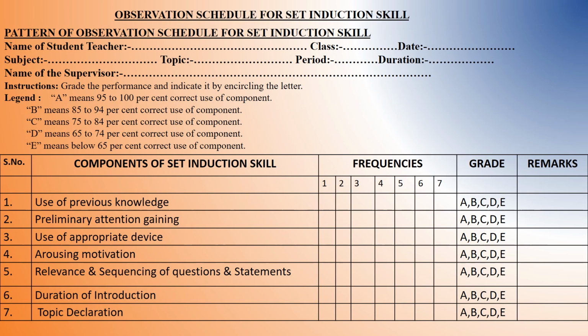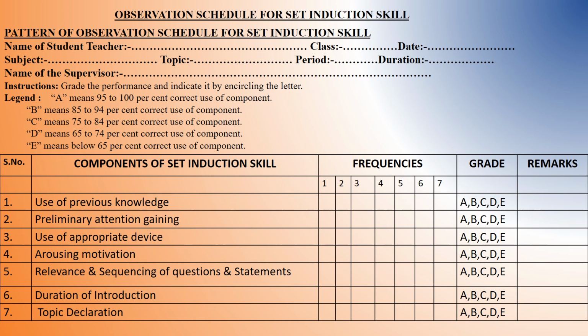Observation schedule for set induction skill. In the pattern of observation schedule for set induction skill, the name of the student teacher will be written, class will be written, date on which the plan will be taught will be written, subject will be written, the topic which he is going to teach will be written, in which period he is going to teach that will be written, the duration of the lesson will be written, and the name of the supervisor will be written.